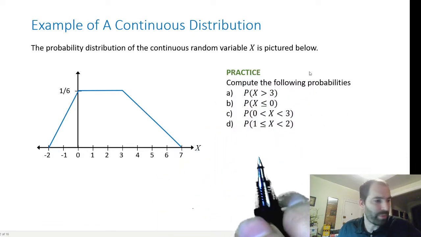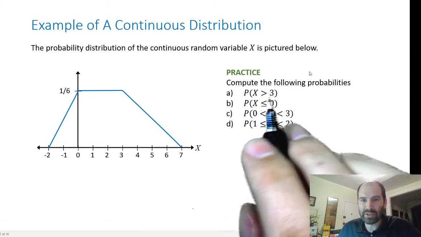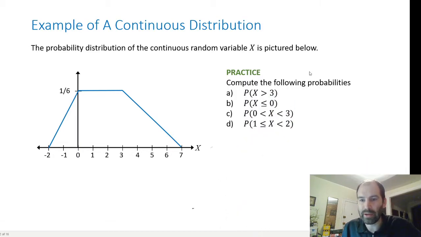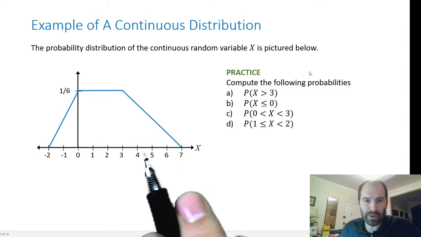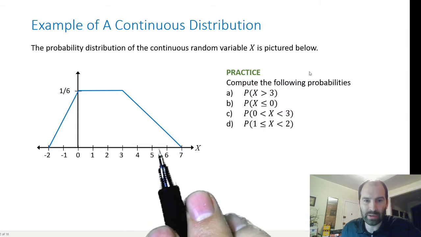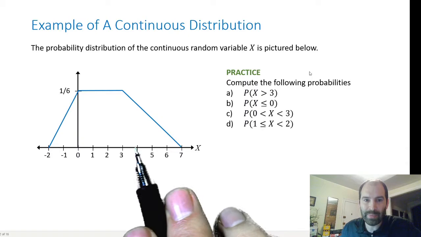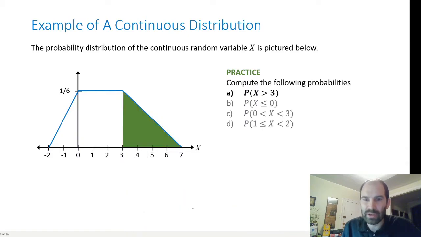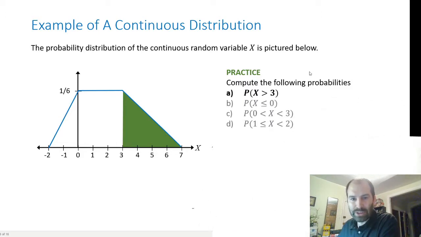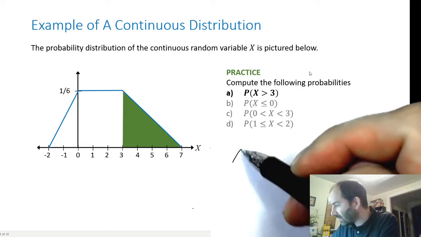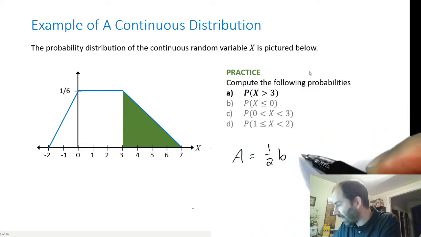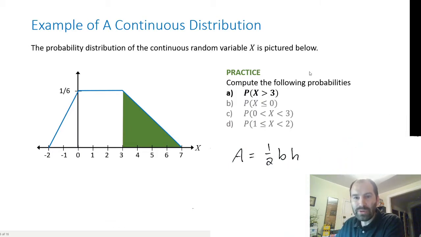Compute the following probabilities. The first one is the probability that x is greater than 3. What I'm going to do is look over here and think about all the x's that are greater than 3. That's all these. And I'm going to find the area under this curve corresponding to that. Well, there it is. It's the area of this triangle. Now, how do I compute the area of a triangle? You know from geometry that the area of a triangle is equal to 1/2 base times height. So we can use that to get our answer.